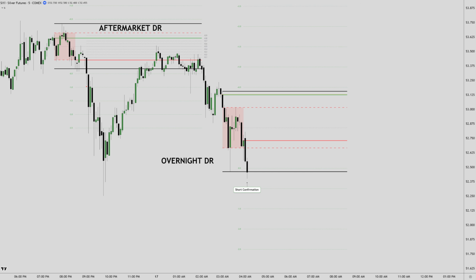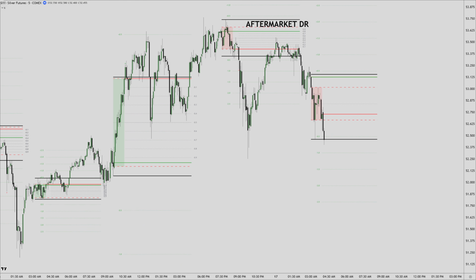With that, you now have multiple potential targets for the session. The one standard deviation level, which is your base range expansion target, and the aftermarket lows, the natural DR downside continuation target. Let's zoom out for a moment.